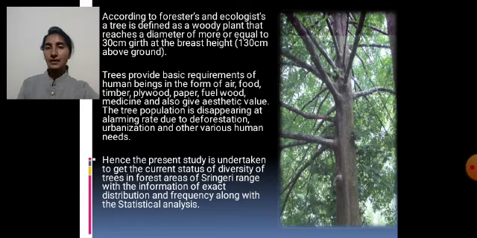Trees provide basic requirements of human beings in the form of air, food, timber, plywood, paper, fuel, medicine, and also give aesthetic value. The tree population is disappearing at an alarming rate due to deforestation, urbanization and other various human needs. Hence, the present study is undertaken to get the current status of the diversity of trees in forest areas of Sringeri range with the information of exact distribution and frequency along with the statistical analysis.